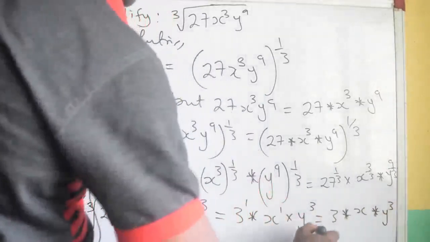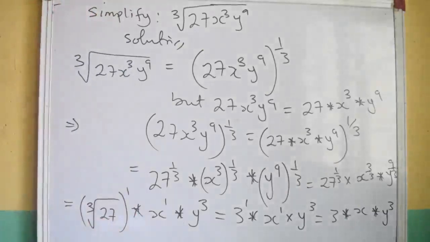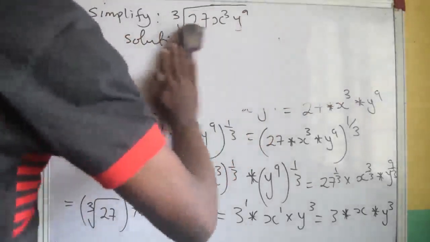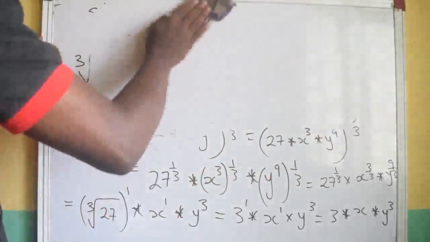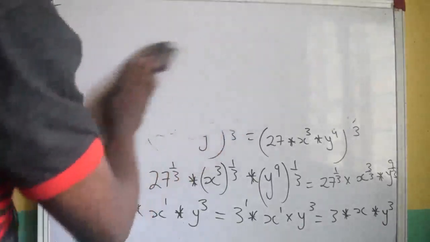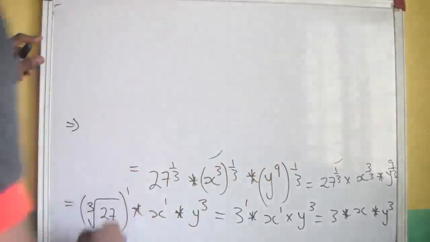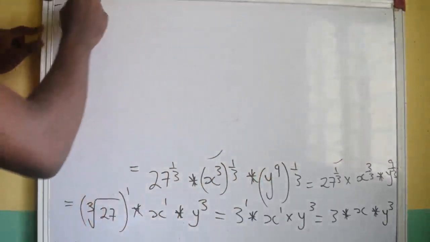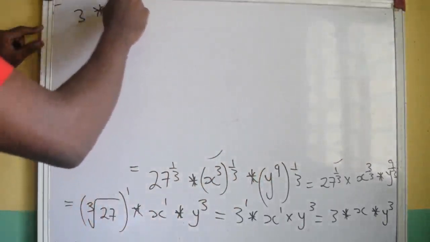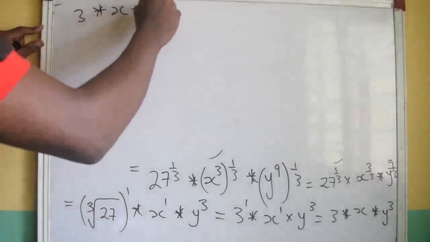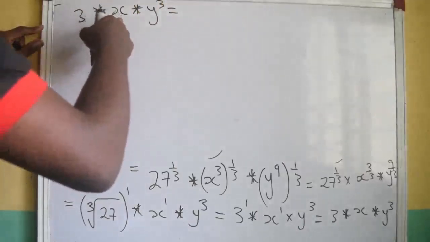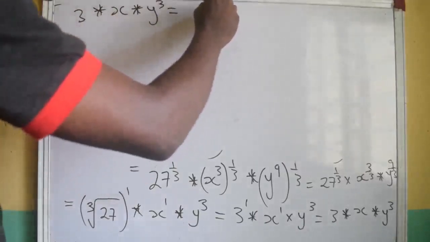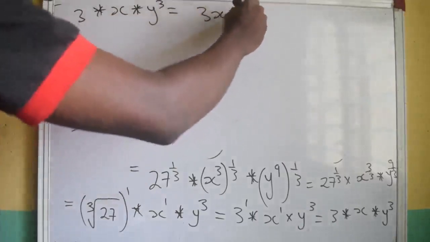So everything, let me take it up. Everything will be 3 times x times y raised to the power 3. That is 3xy raised to the power 3.